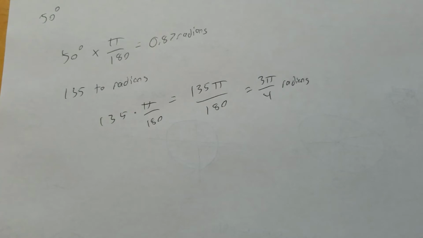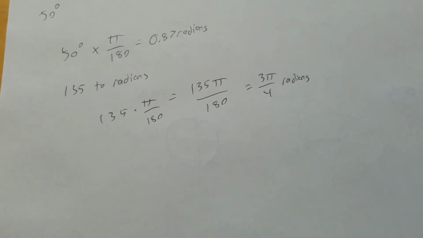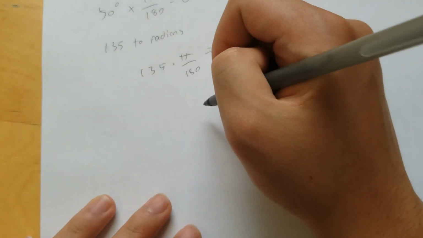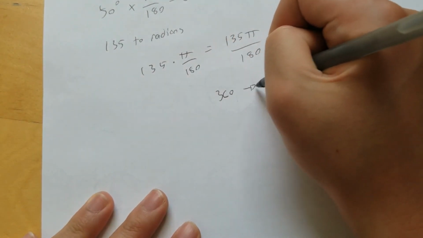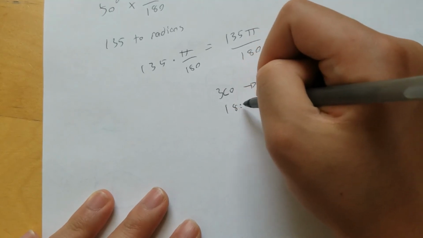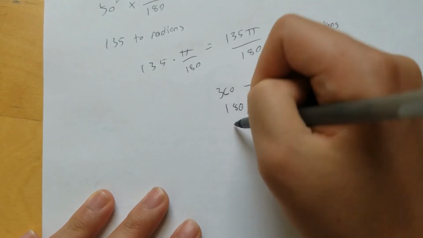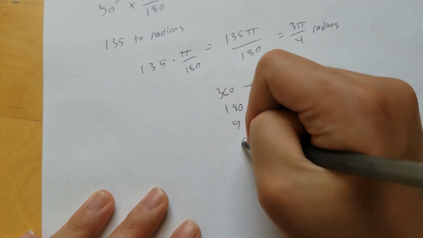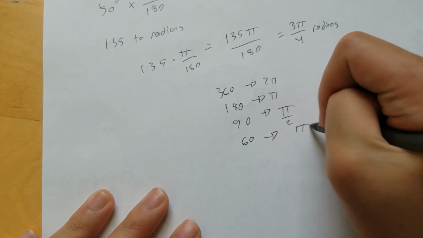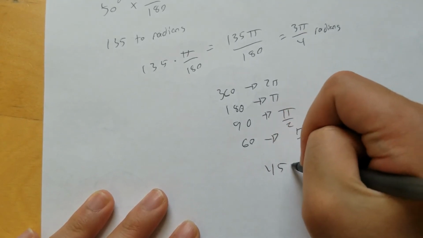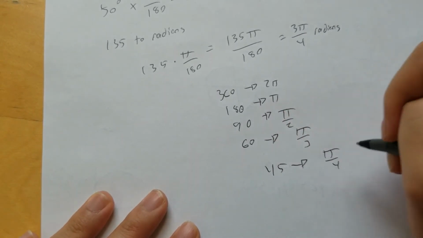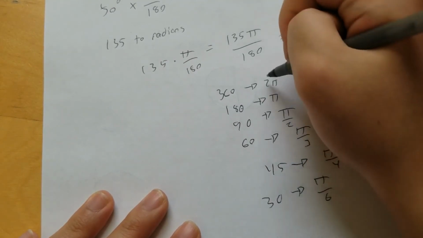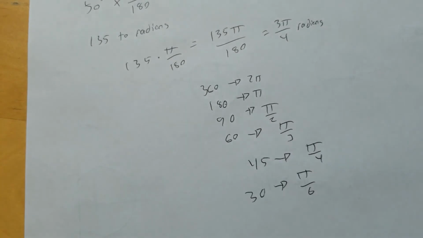If you guys want to memorize some common radian to degree conversions, it wouldn't really matter, but it could help. So 360 degrees is 2 pi, 180 is pi, 90 is pi over 2, 60 is pi over 3, 45 is pi over 4, and 30 is pi over 6, where this side is radians, this side is degrees.